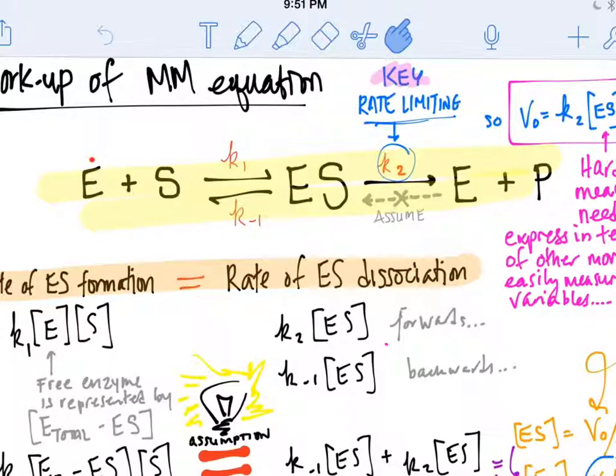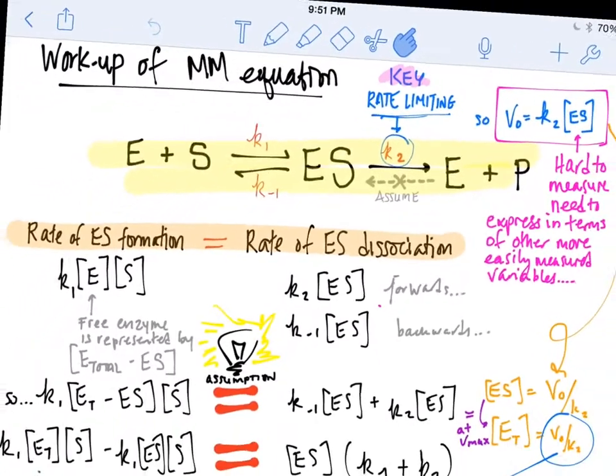You have E plus S going to ES through this rate, little k1. You also have the back reaction of ES going to E plus S through k minus 1, all right? And then you have ES dissociating into the enzyme plus the product, which is described by the rate k2 here. And we're going to assume that this back reaction does not occur. So we have three reactions to model all in one equation. And that's what we're going to try to do. We're going to try to describe this process with one overall modeling equation.